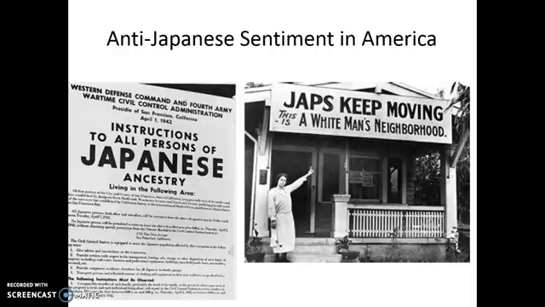Obviously, like in World War I, there's a lot of anti-foreign feelings. In this particular case, anti-Japanese feelings. There was anti-German feelings too, but I feel like the anti-Japanese feelings were even more exaggerated because the feeling was that they had attacked us directly on our soil. And so you see a lot of these types of images. "Japs keep moving. This is a white man's neighborhood." I mean, it's so over the top to believe that someone would put up a sign like that, but there were really, really strong anti-Japanese feelings in America after Pearl Harbor.